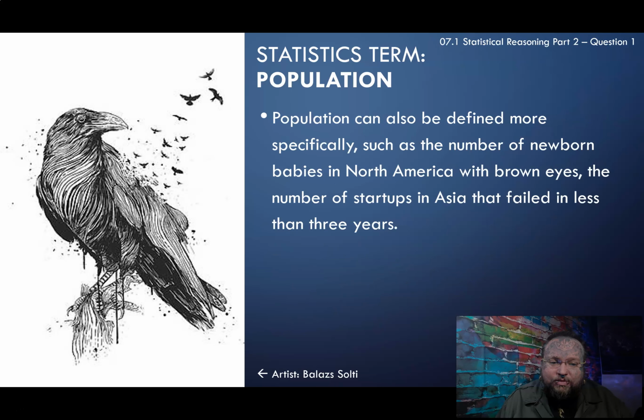Or you can get more specific by saying, say, the number of newborn babies in North America with brown eyes, or the number of startups in Asia that failed in less than 3 years. And so that's kind of helping narrow stuff down.